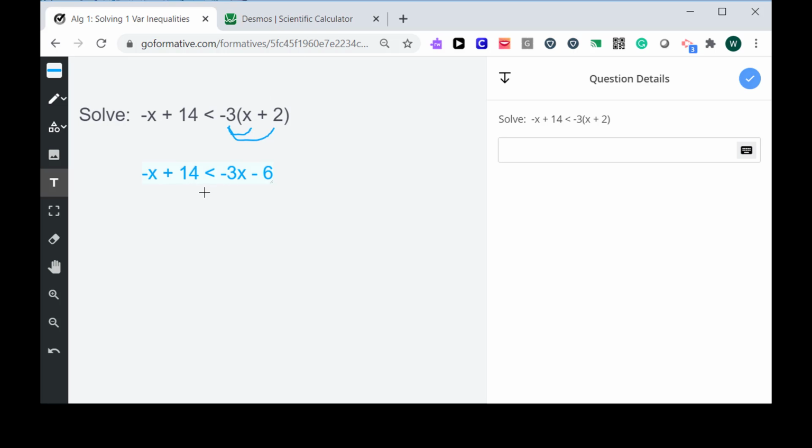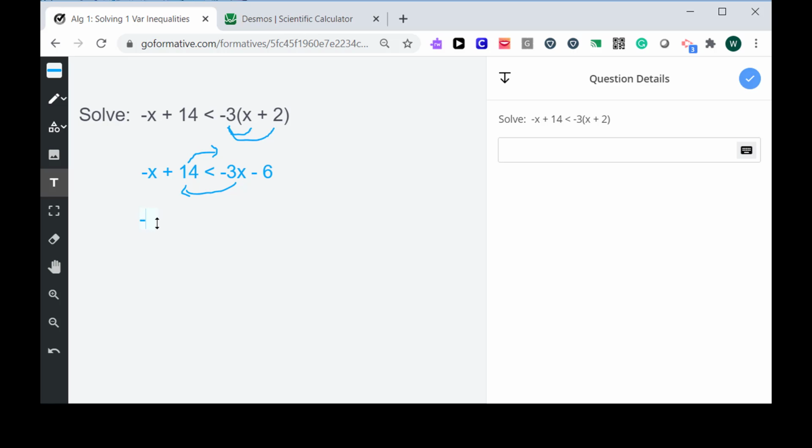Now the next step is to combine like terms, but there's nothing to combine on this side, nor is there anything to combine on this side. So next step is to move the numbers. So with that, the x is going to stay, but the 14 is going to move to this side. And the 3x is going to move on this side, and then the 6 is going to come down. So let's go ahead and do those movements.